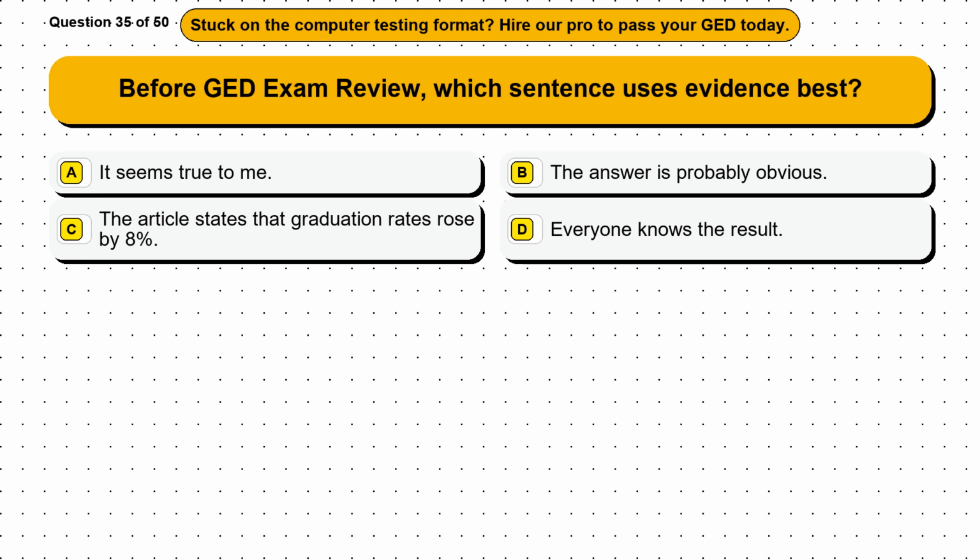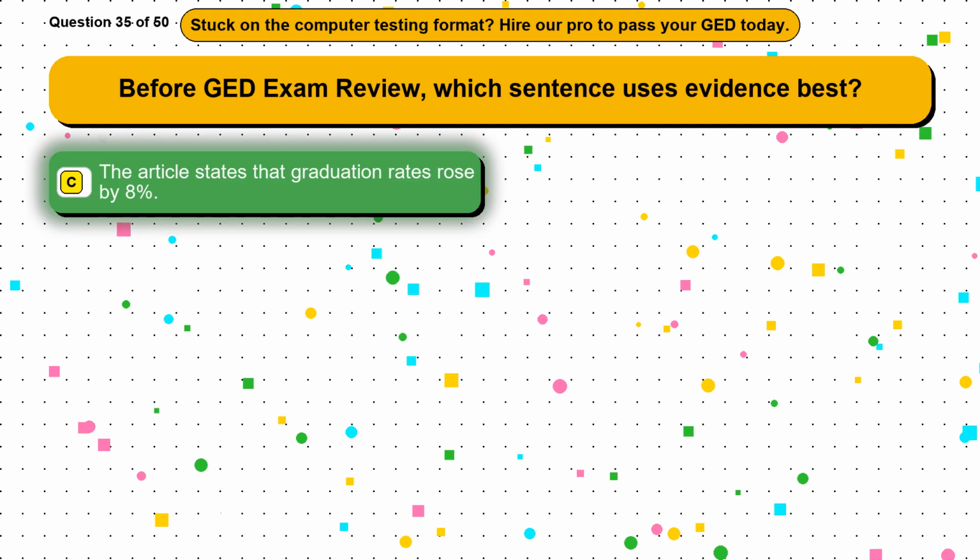Question 35. Before GED exam review, which sentence uses evidence best? Option A, it seems true to me. Option B, the answer is probably obvious. Option C, the article states that graduation rates rose by 8%. Option D, everyone knows the result. The correct answer is option C.